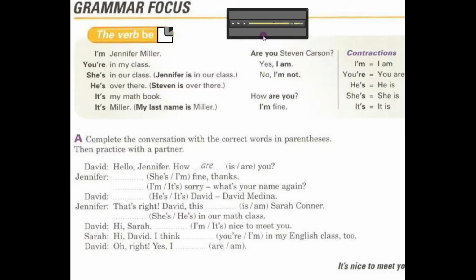Alright, now the contractions. Let's listen to the contractions and repeat. I'm equals I am. You're equals you are. He's equals he is. She's equals she is. It's equals it is. Okay.